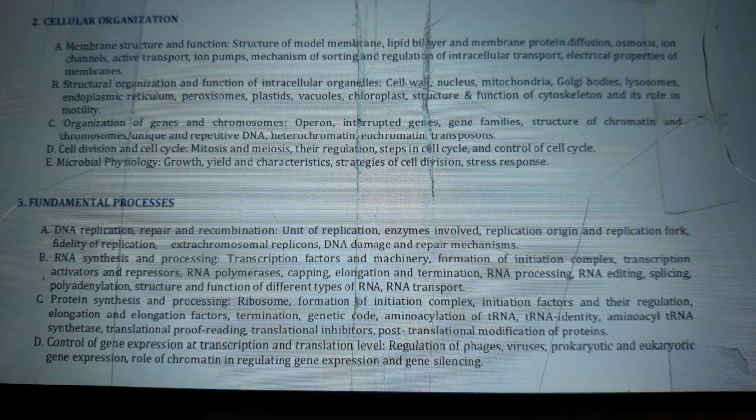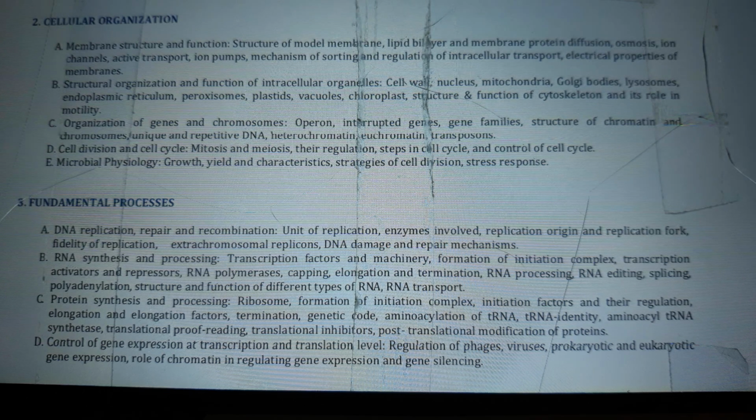B would be structural organization and function of intracellular organelles: cell wall, nucleus, mitochondria, Golgi bodies, lysosomes, endoplasmic reticulum, peroxisomes, plastids, vacuoles, chloroplast, structure and function of cytoskeleton and its role in motility.